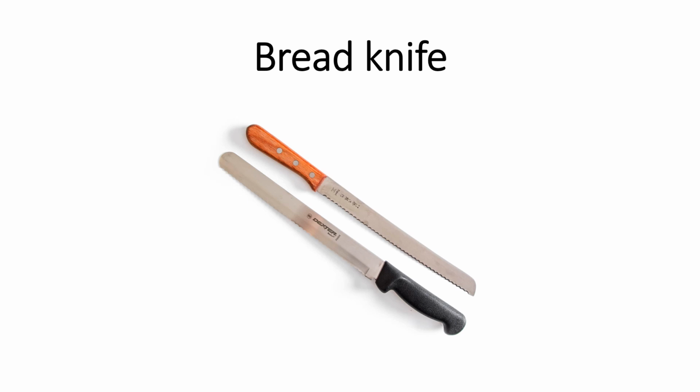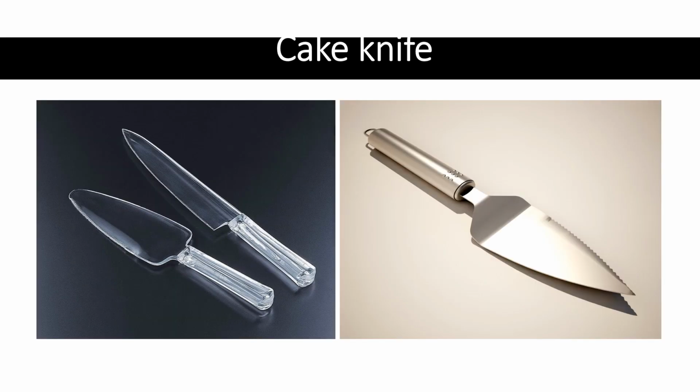A bread knife is a knife with a long, serrated blade that cuts easily through bread crust or pastry items. A cake knife is a serving utensil used in cutting and serving pies and cakes. Some cake and pie servers have serrated edges. Another use can be to serve pizza.